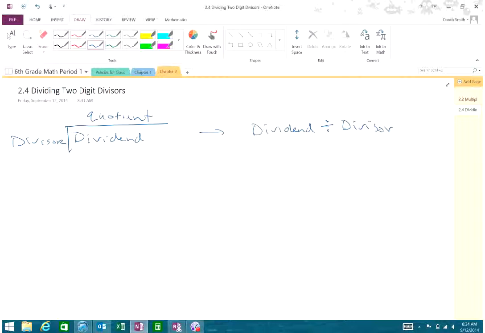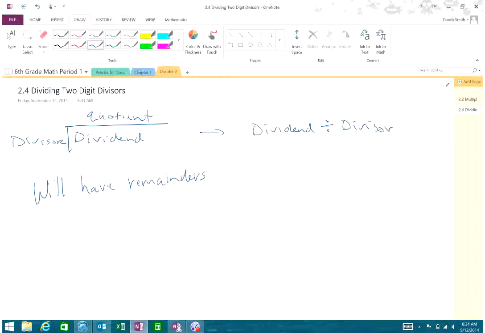Our problems today will have remainders. Okay. Some of them may come out to be whole numbers. Most of them will have remainders. Okay. So, for example, let's see here.